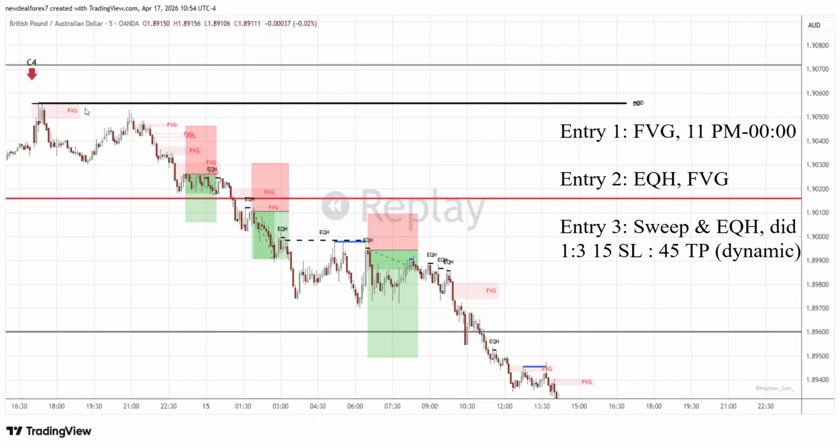First entry could have been between 11 p.m. Sorry, it's over here. 11 p.m. to midnight. You had a whole hour. You had an hour consolidation between the fair value gap and the equal highs. No sweeps here. Sweeps are my favorite, but it's just not here. So you can't make a play off this fair value gap.